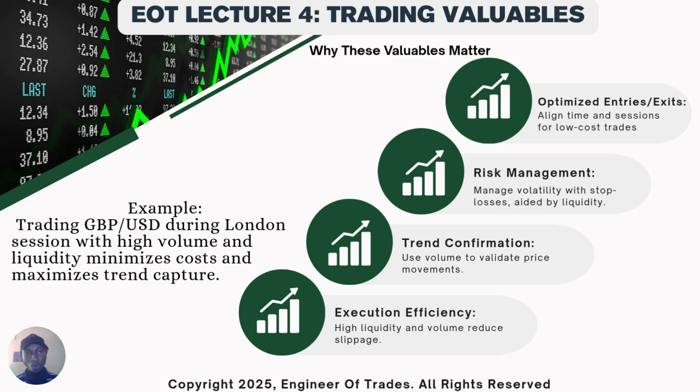Lastly, when you have a good grasp of these variables, you have good execution and efficiency in your executions. We conclude by looking at this example. If you are working with an asset like pound dollar during the London session, when there is high volume and good liquidity, that will typically help you minimize your trading costs. That means you will not be having huge spreads, or issues with slippage.